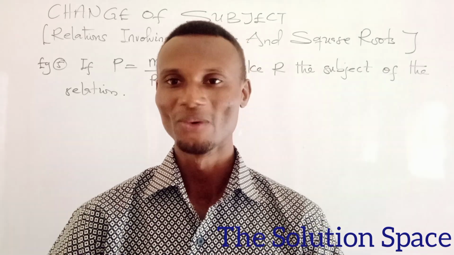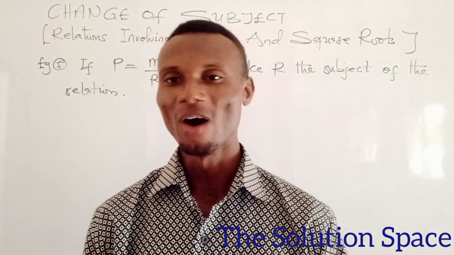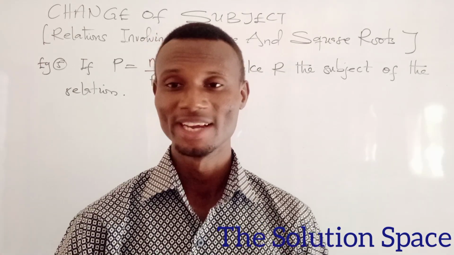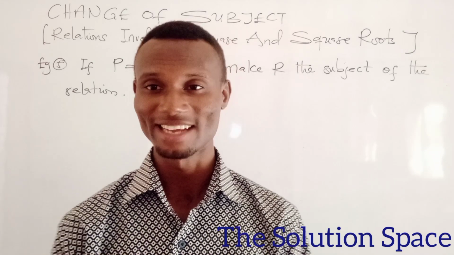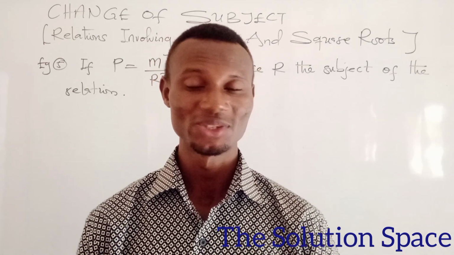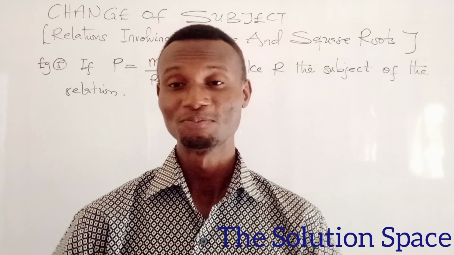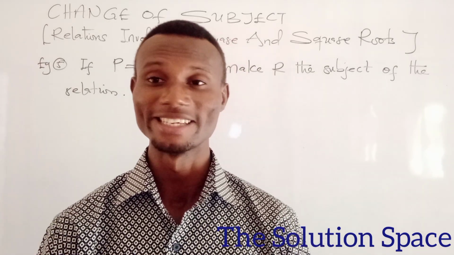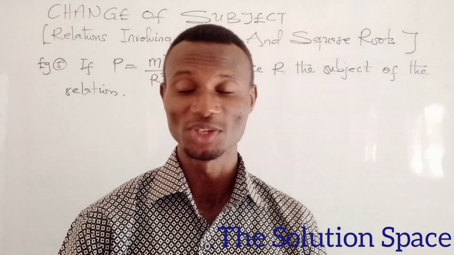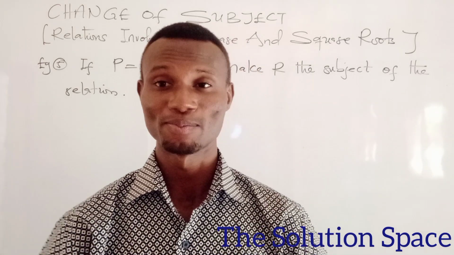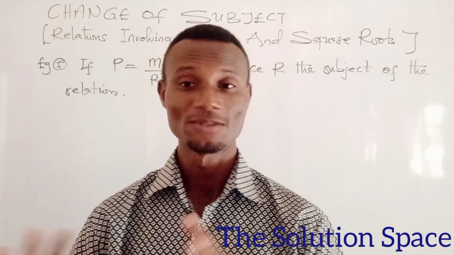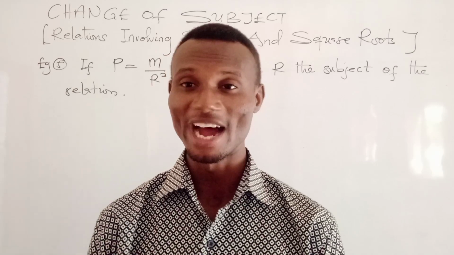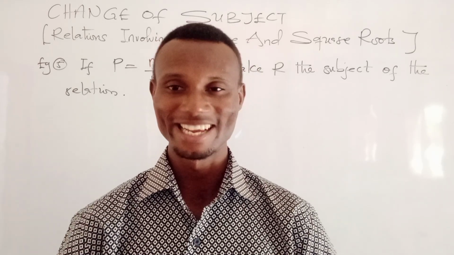Hello once again, welcome to example 5 on the relations involving square and square root under the change of subject that I started with you in the previous videos. In the previous videos, we started handling another aspect of the change of subject, and that is relations involving square and square root. We've done a detailed explanation on it, and we've solved some examples on it as well, and I hope you all understood it and you enjoyed the lesson as well.